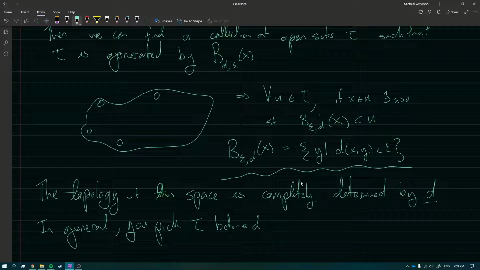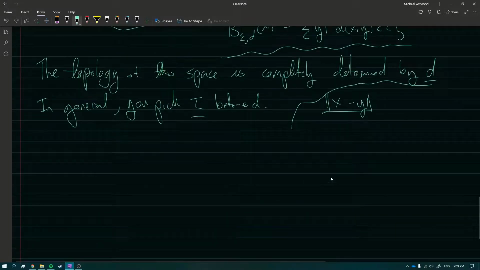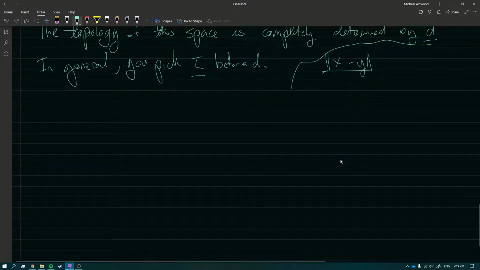So what we did at the start of this lecture was we picked D to be the absolute value of X minus Y. But in general, what you're going to do is pick the sets first, and then you're going to see if you can find some metric. So this is an interesting way of doing topology.